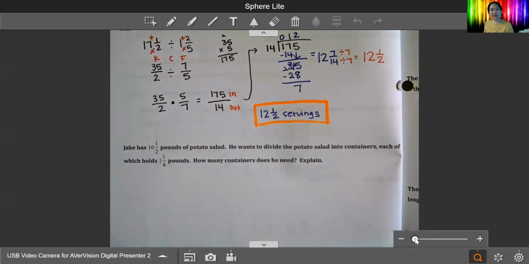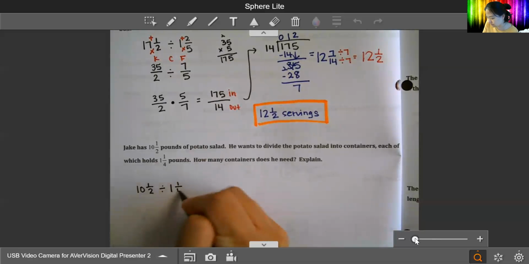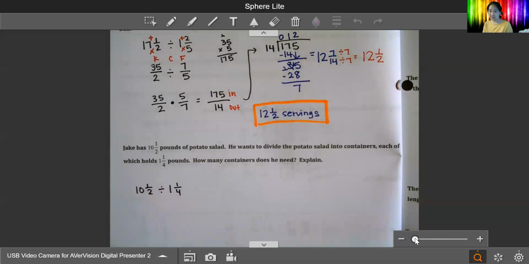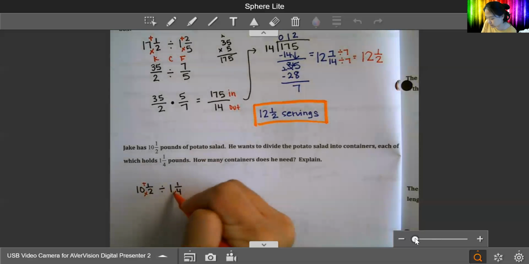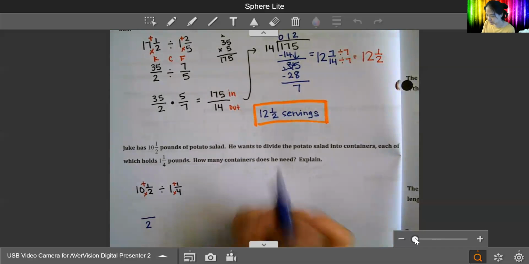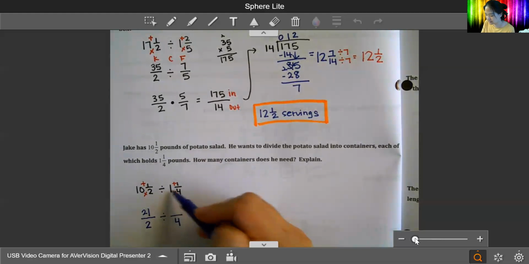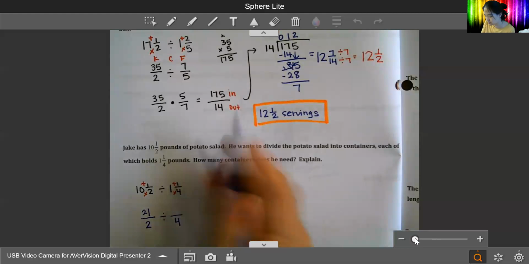Jake has 10.5 pounds of potato salad. He wants to divide the potato salad into containers, each of which holds 1 1/4 pounds. How many containers does he need? Explain. So same thing. He has a total of 10.5 pounds, and he's going to divide it by 1 1/4 pounds to see how many containers he needs. I am going to do around the world to write the number as an improper fraction. So your denominator is 2, and then your numerator is 20 plus 1, so 21, divided by, denominator is 4, your numerator is 4 times 1 is 4, plus 1, so 5.